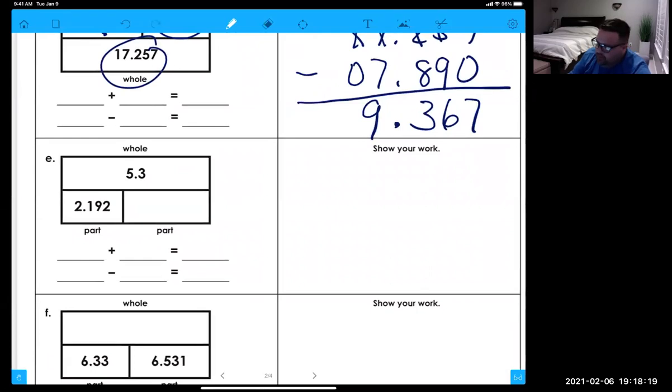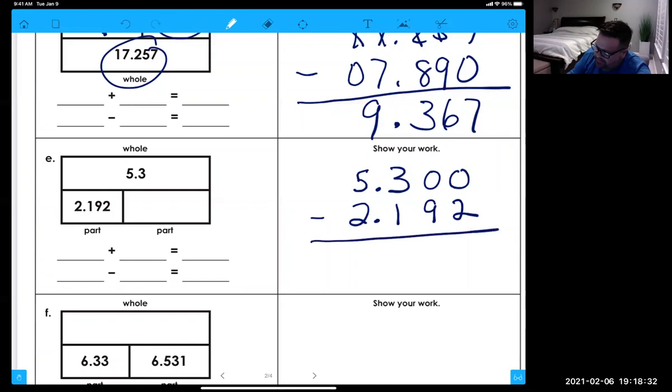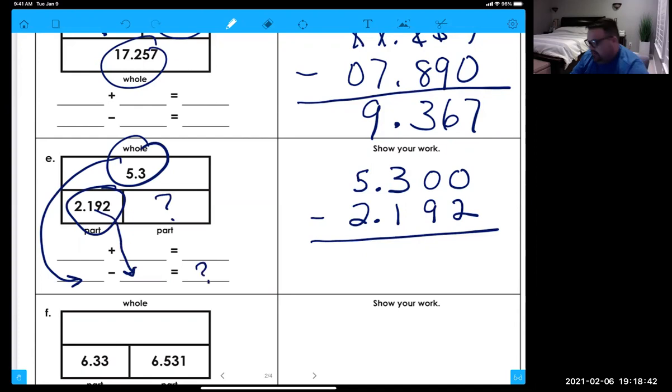Okay, again, it's whole and part, and they're just trying to confuse you with the decimal. 2.192. Put in your zeros. Subtract, because this is the whole. This is the part. This you would put here. You would put this here. And then this question mark you would figure out here.